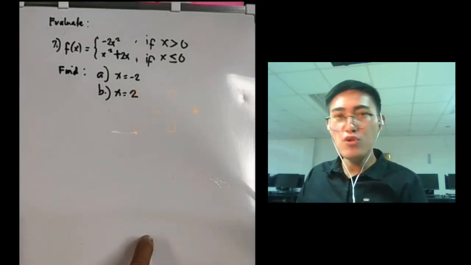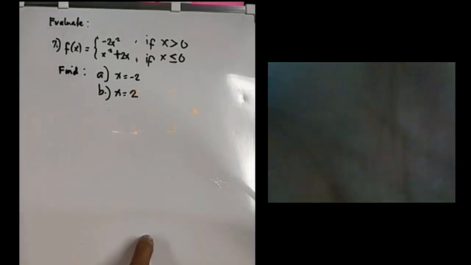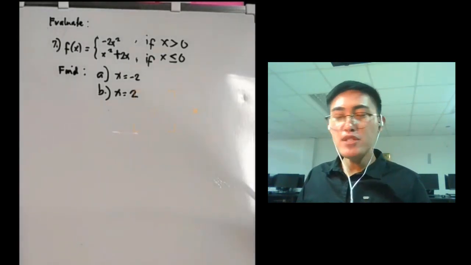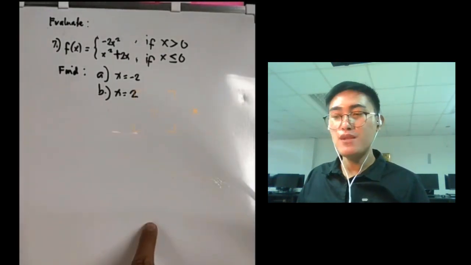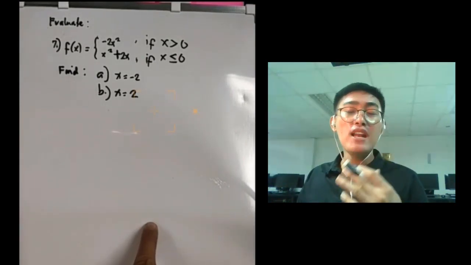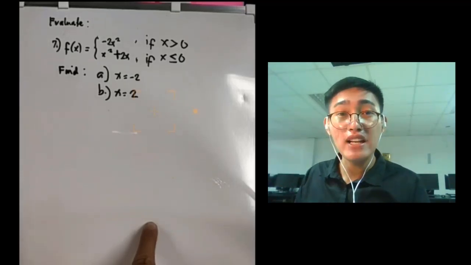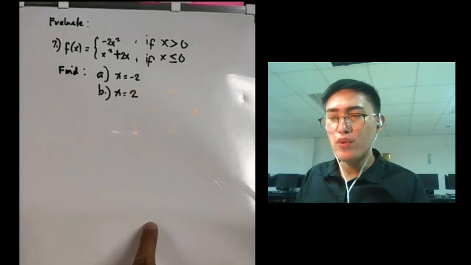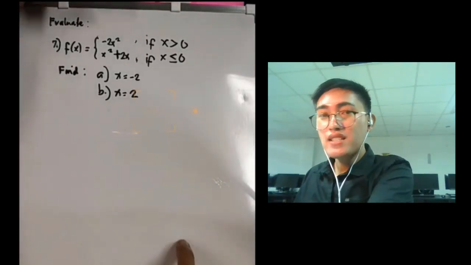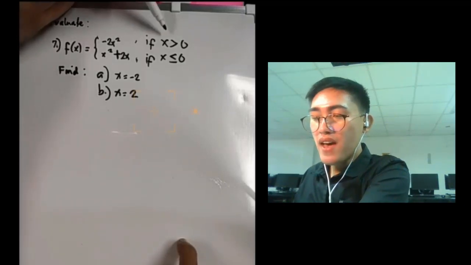Okay, let us continue for number 7 and number 8. In number 7, this is now an example of a piecewise function, and we are going to evaluate a piecewise function wherein we define a piecewise function as a type of function with subfunctions and conditions. So what are we going to do with this? We have here two subfunctions like negative 2x squared, this one, with the condition if x is greater than 0.